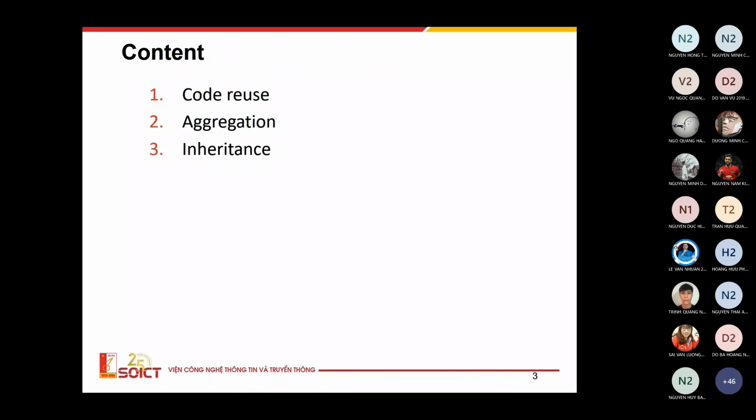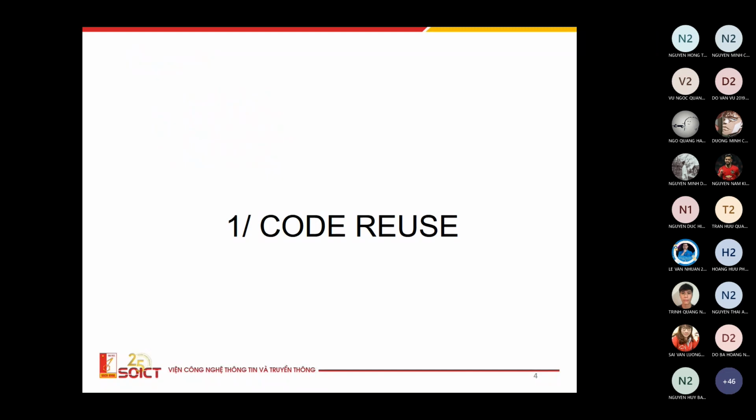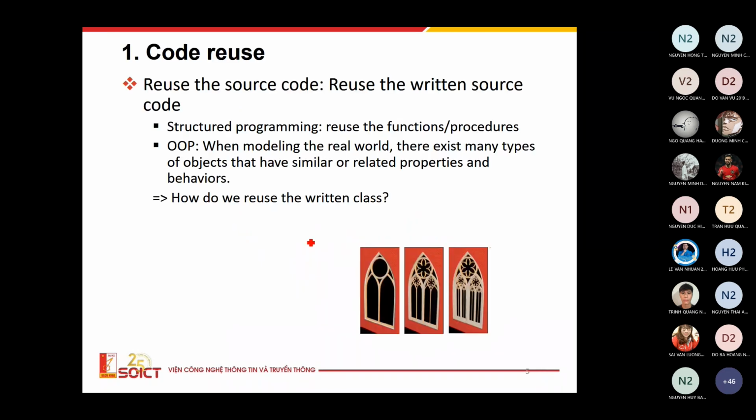We will have 3 parts in this lesson. First, we will just talk about code reuse. That means you can reuse the source code, the already written one. For example, we use a function or procedure in structured programming to reuse the code.